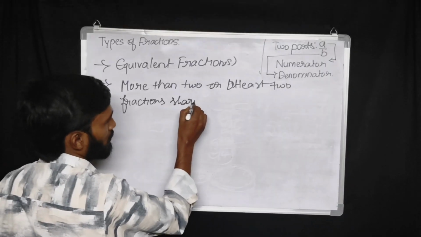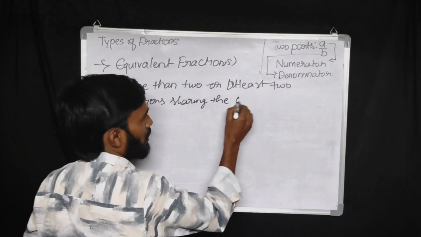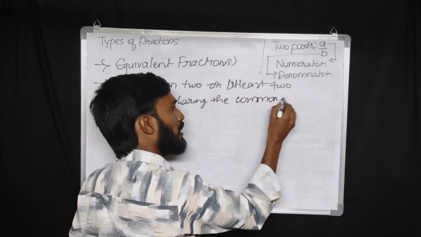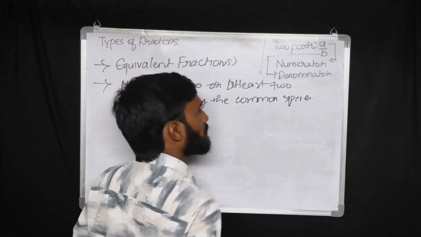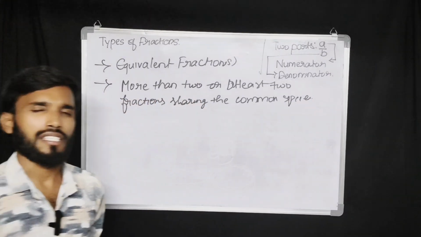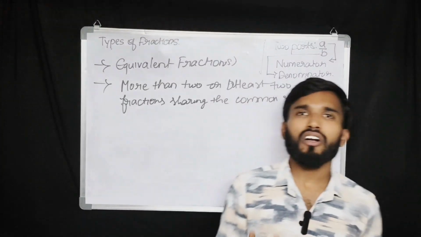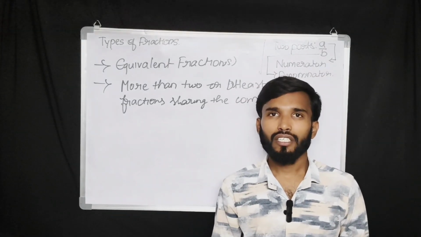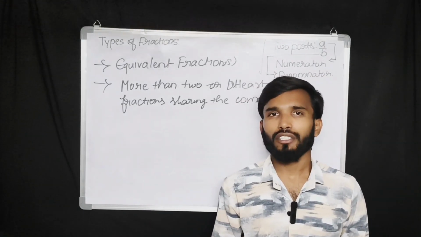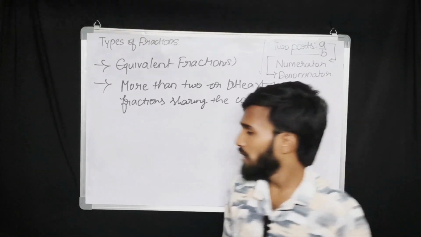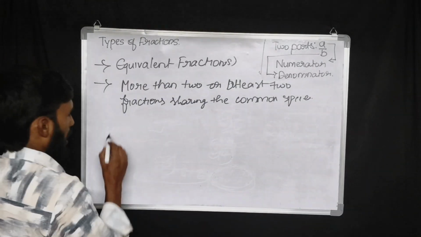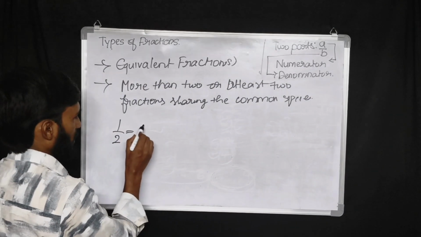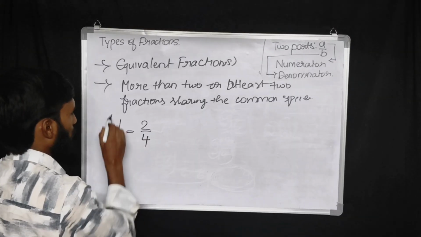sharing the common space. What is it? Two or more than two fractions sharing the common space. What does it mean? It is easy. See here. I am saying that 1 by 2 is equal to 2 by 4.